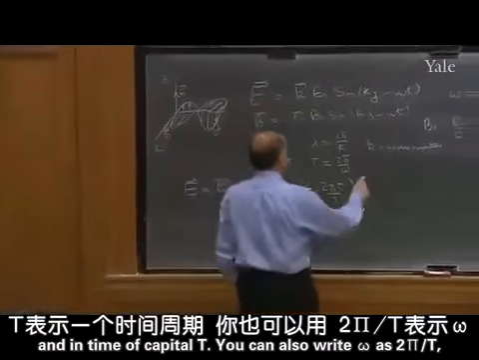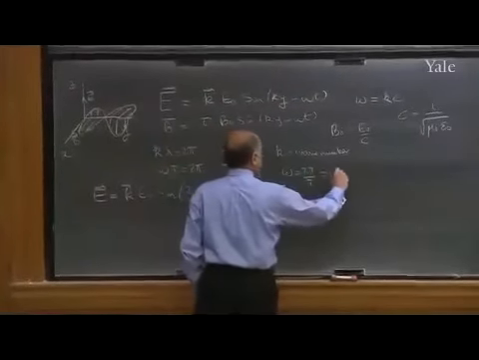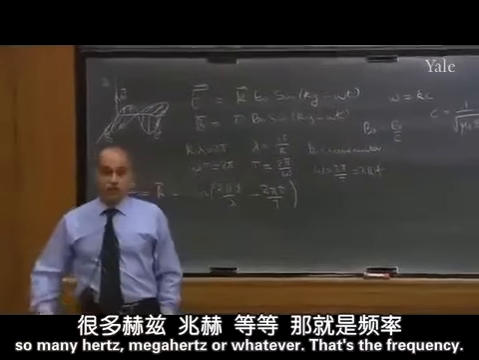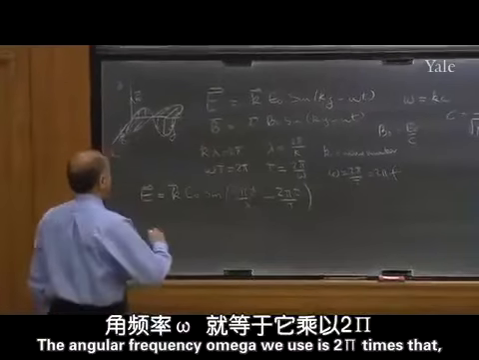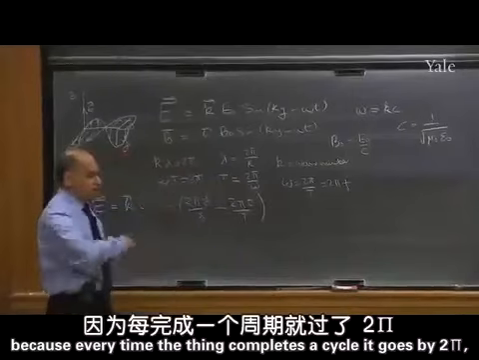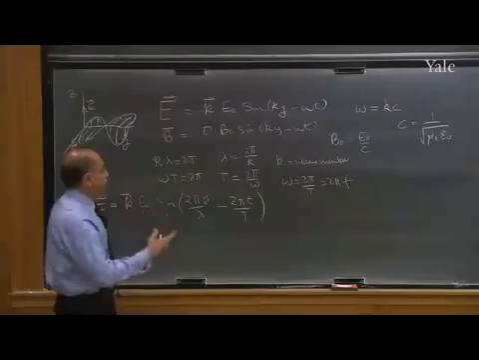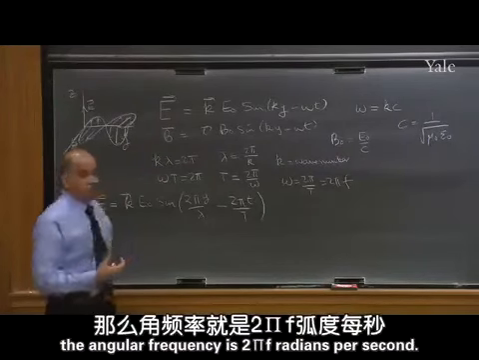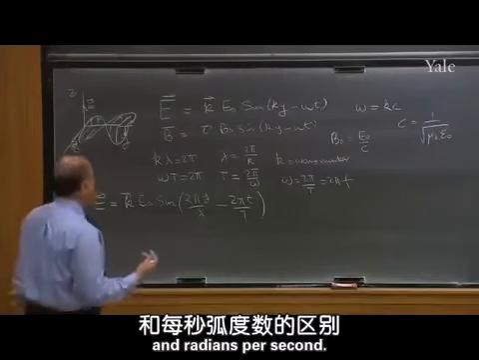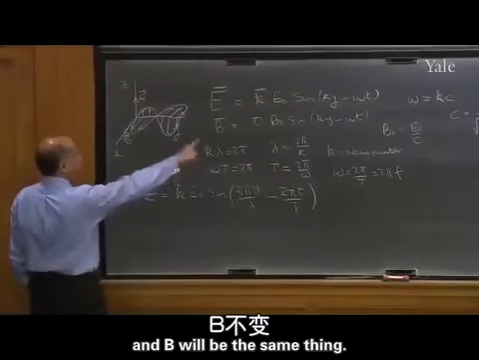You can also write omega as 2 pi over T, but 1 over T is the frequency. This is what we normally think of as frequency, you know, so many hertz, megahertz, or whatever. That's the frequency. The angular frequency, omega, we use is 2 pi times that, because every time the thing completes a cycle, it goes by 2 pi. And if it does f revolutions per second, the angular frequency is 2 pi f radians per second. That's the difference between revolutions per second and radians per second. Okay, so this is another way to write it, and B will be the same thing.